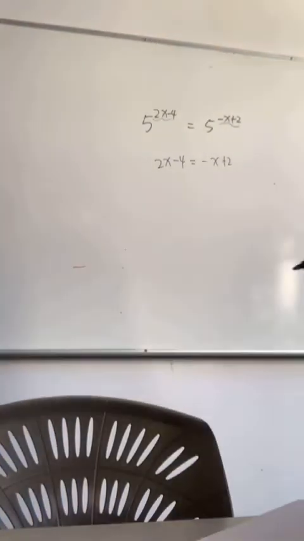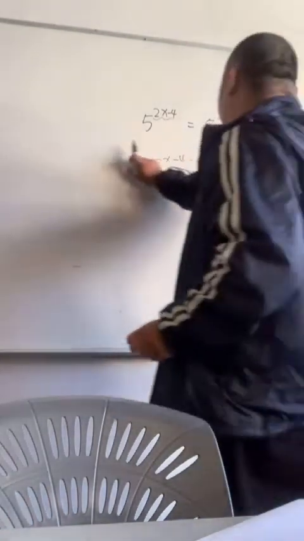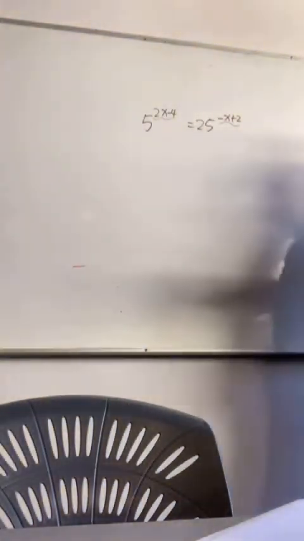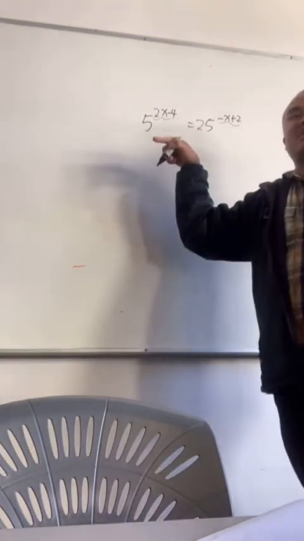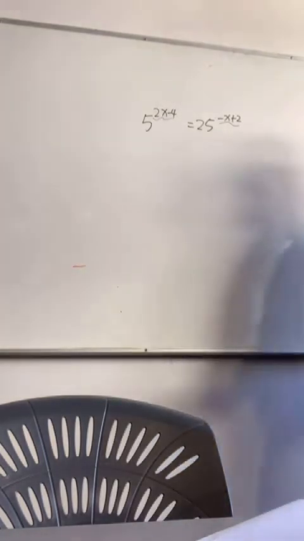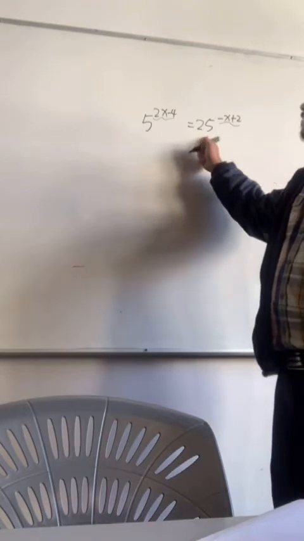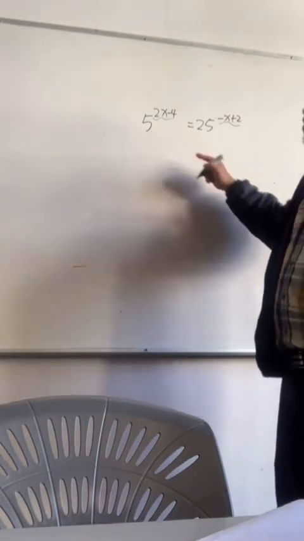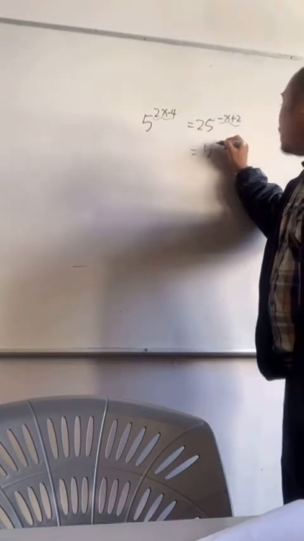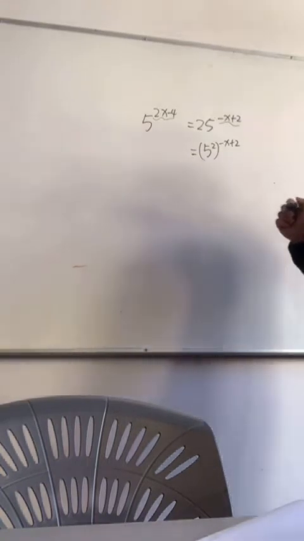However, this question is not 5. This question is 25. So we can't just make these two equal, right? We need to make the two bases the same. Can we look at the relationship between these two? What is the relationship between them? This is 5 squared, right? So we can represent 25 in the form 5 squared. Does it make sense?